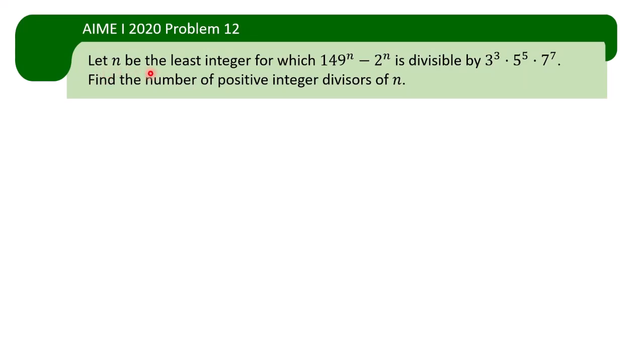Let n be the least integer for which 149 to the power n minus 2 to the power n is divisible by 3 cubed times 5 to the power 5 times 7 to the power 7. We're supposed to find the number of positive integer divisors of n. So basically, you're supposed to find out what n is.